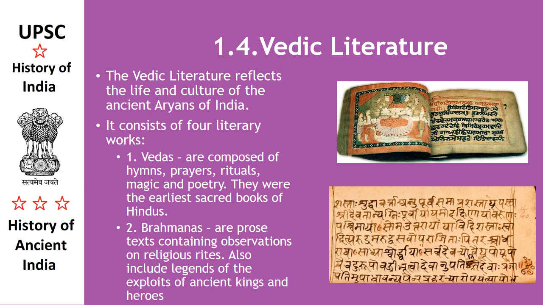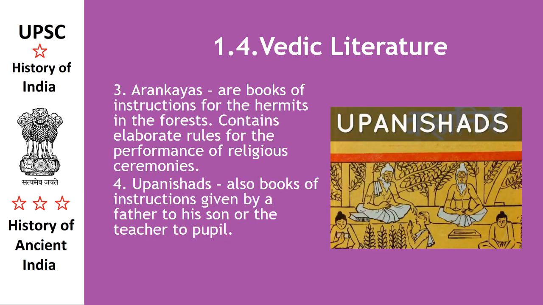The Vedic literature reflects the life and culture of the ancient Aryans of India. It consists of 4 literary works. 1. Vedas are composed of hymns, prayers, rituals, magic and poetry. They were the earliest sacred books of Hindus. 2. Brahmanas are prose texts containing observations on religious rites. They also include legends of the exploits of ancient kings and heroes.